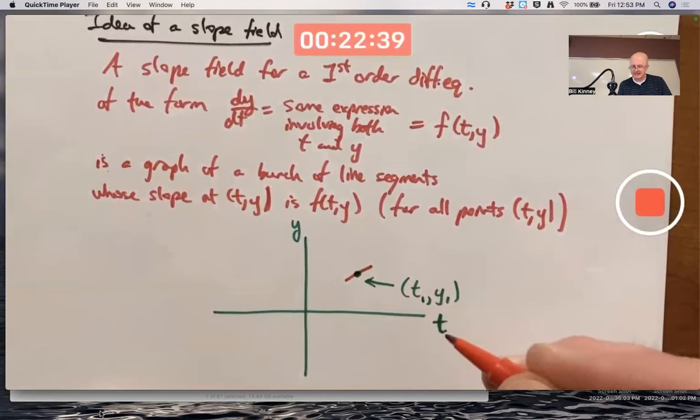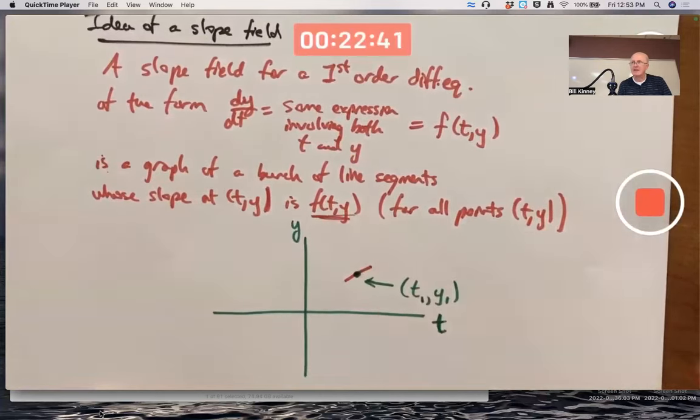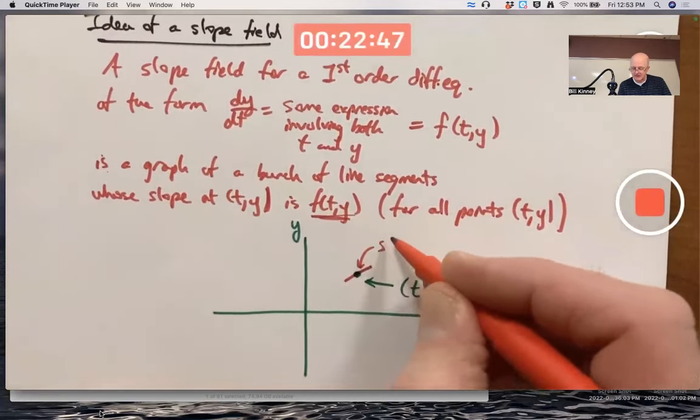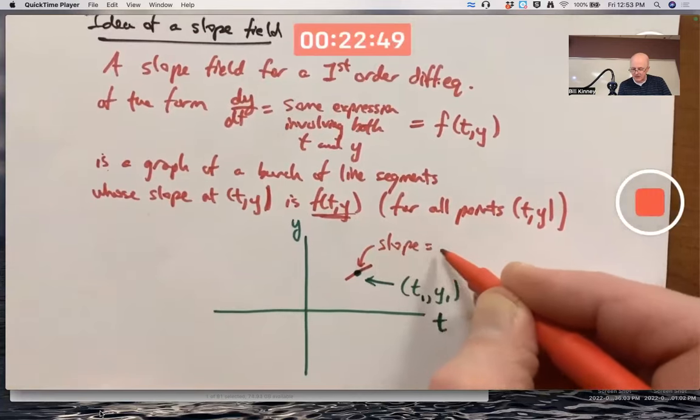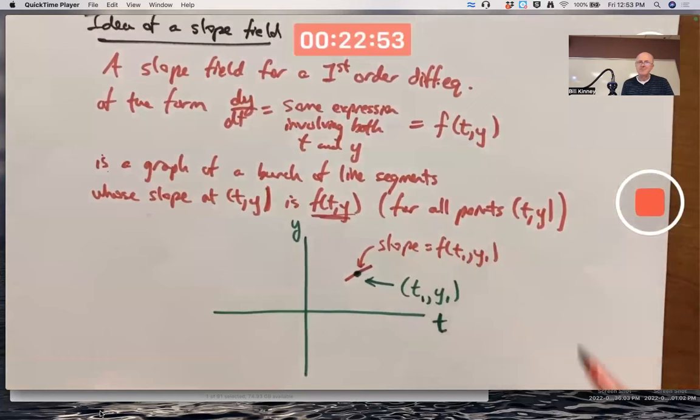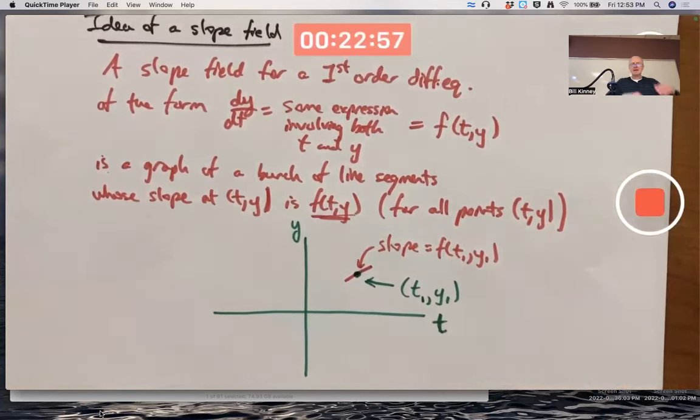You choose it so that its slope equals the output of f of t, y when you plug in this point as the input. The slope of this slope equals f evaluated at t1 comma y1. In your mind, you can imagine doing this at every point in the plane, infinitely many points.